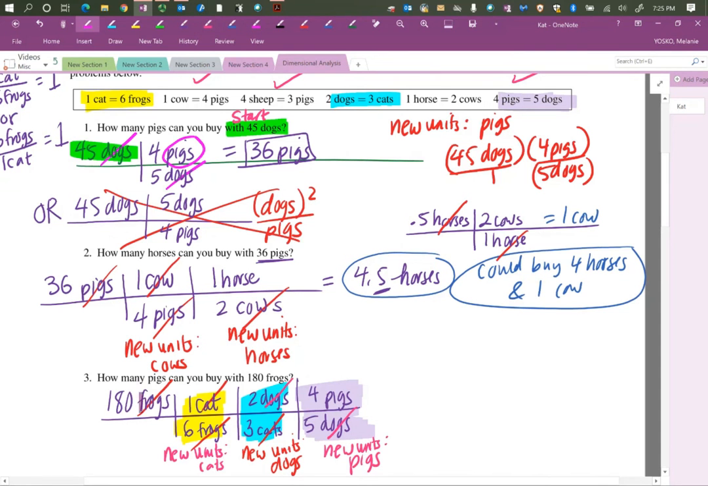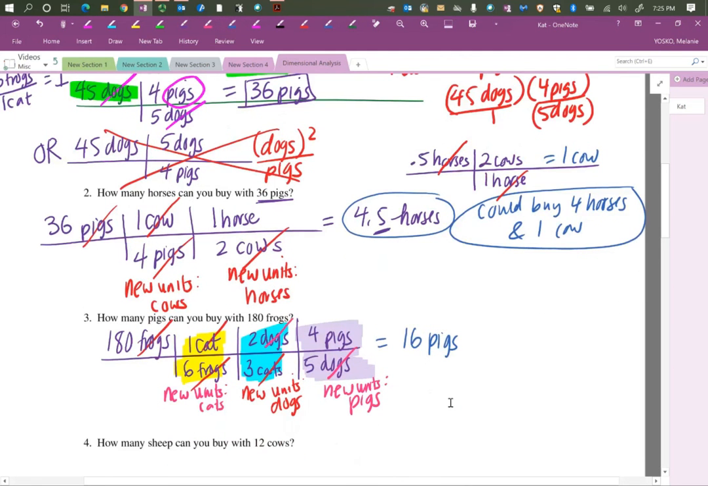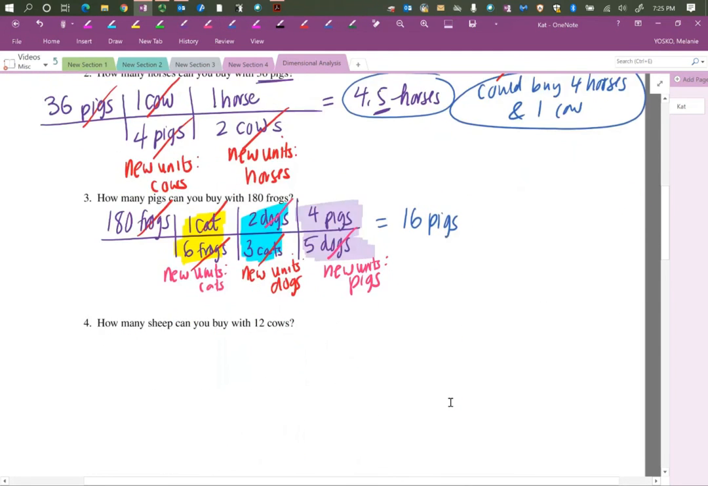Okay, so now we're going to multiply 180 times 1 times 2 times 4, divided by 6, divided by 3, divided by 5. Okay, type that in your calculator. And looks like we get 16 pigs. Okay, let's try another one. How many sheep can you buy with 12 cows? Okay, so we're going to start off with 12 cows. We eventually want sheep.